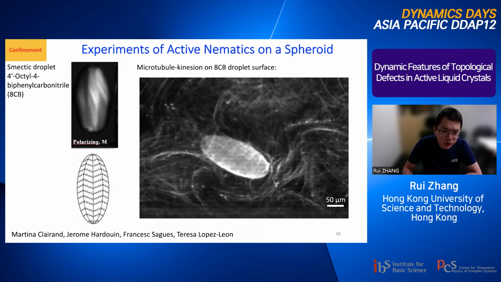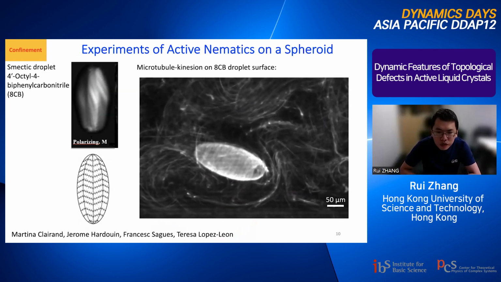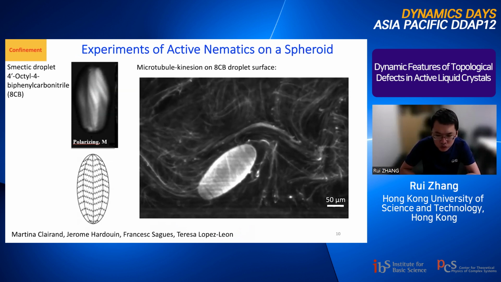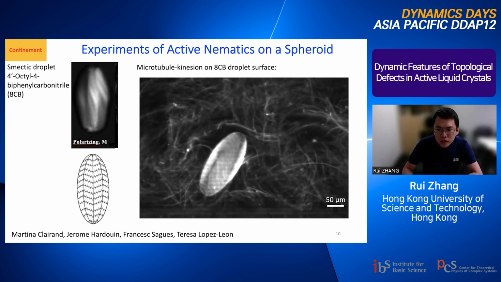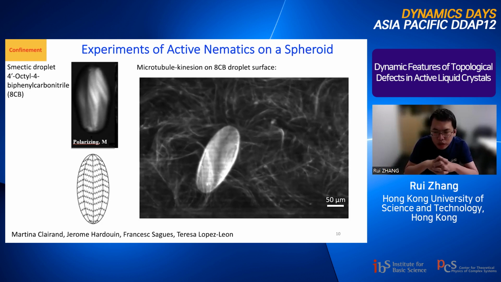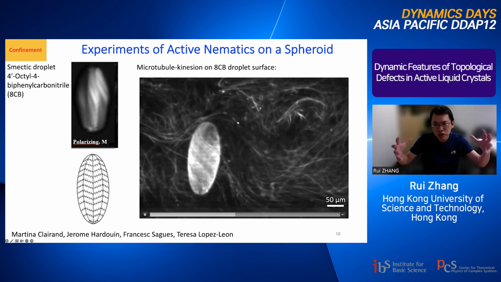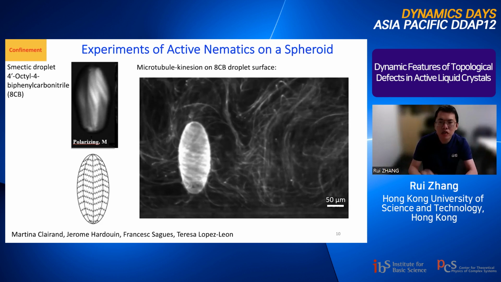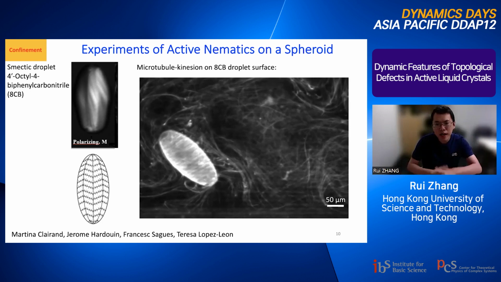In this work, we collaborate with Francesco Sagués and Teresa Lopez-Leon in Europe. And so they can use different droplets. Actually, here they use a spheroid droplet formed by HCl molecules. So outside the droplet, they still have the aqueous solution of the microtubules. So you can see the texture of the microtubules. And these microtubules can also condensate on the interface of this droplet. And they can also form 4 defects. And what's interesting is that these defects also move collectively on the spheroid.